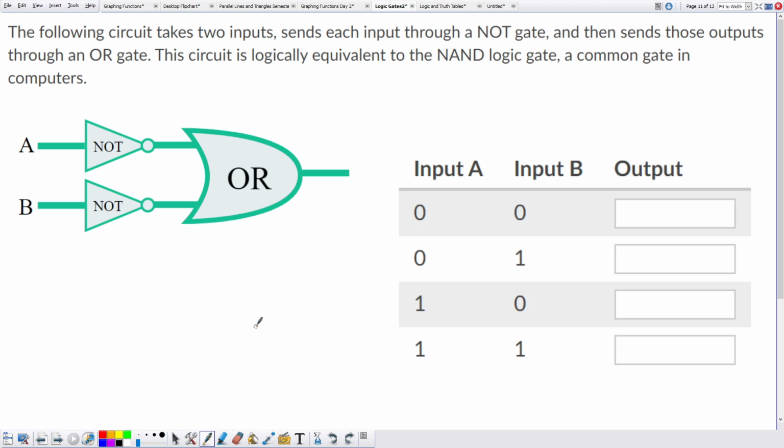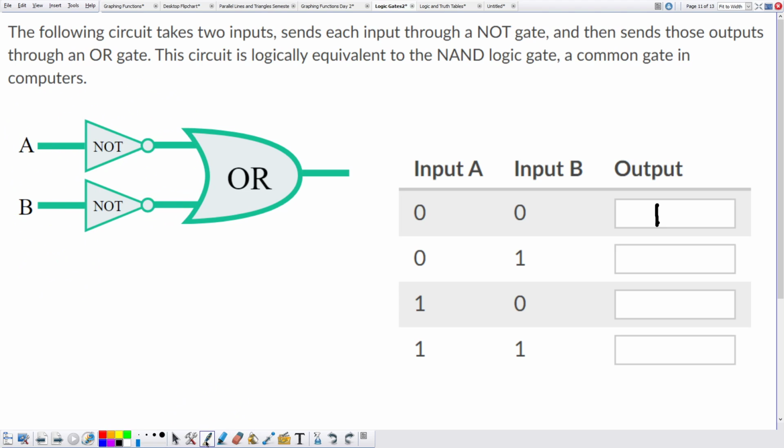Moving on, we have this circuit that takes two inputs, sending them each through a NOT gate, then sends those outputs through an OR gate. This circuit is logically equivalent to what is called the NAND gate. It's a fairly common gate in computers. So let's see, if both inputs are 0, well then they would go through the NOT gate and become a 1 each, and then therefore we would have an output of 1.